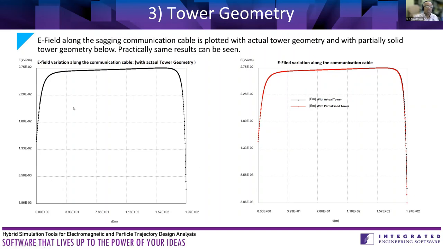Next, in both cases, we calculated the fields along the communication cable, and practically there is no change. The black curve on the left side is the tower as it is. The right side, the red color, is the solid tower. And to see the difference, we superimposed both here, and you don't see any difference here.